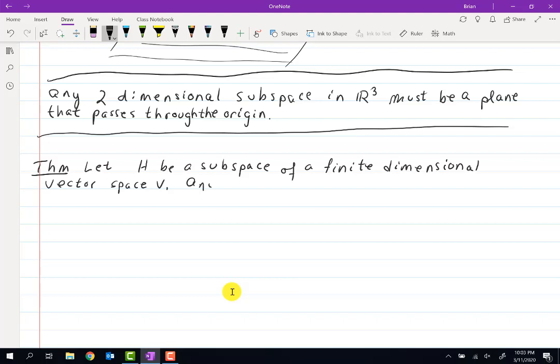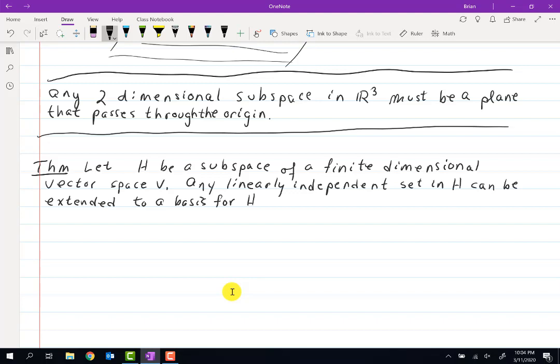Any linearly independent set in H can be extended to a basis for H. Also, the dimension of H is less than or equal to the dimension of V. I think I made use of that in one of the previous examples, but that's okay.